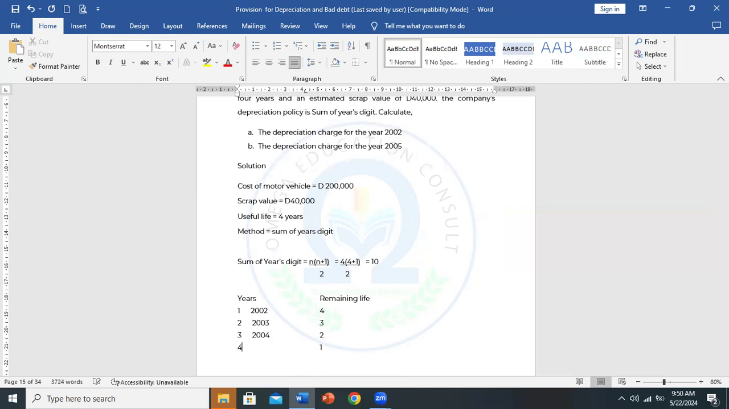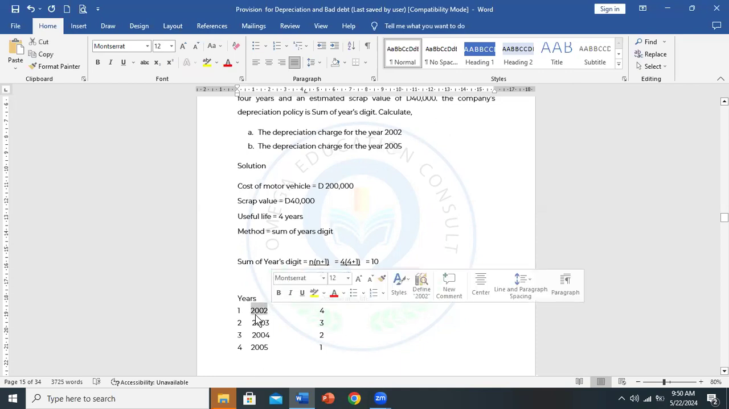And then year 5 is 2000. Year 4 is 2005. Okay. So we can now calculate the depreciation because we have the sum of years, we have the remaining life at each point. We can now calculate the depreciation. So the first one says calculate the depreciation for the year 2002. So 2002 is the first year.